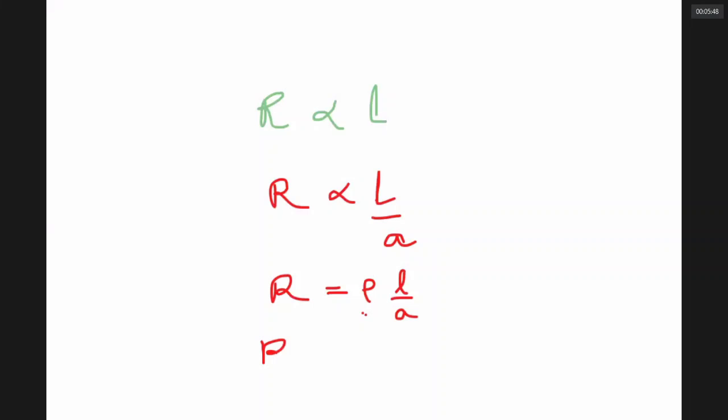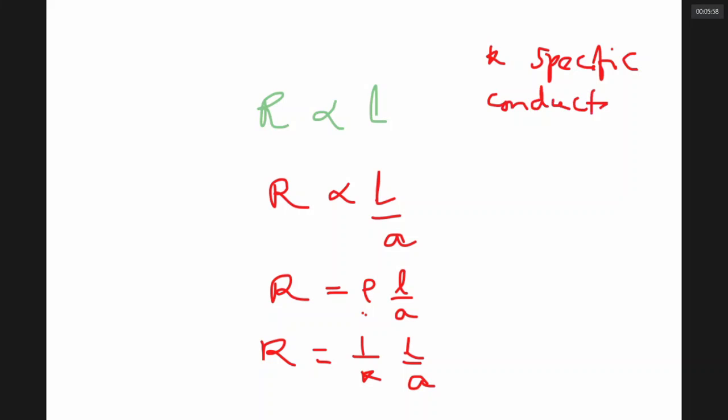conductance. So I can say R is equal to 1 by K into L by A, where K is called specific conductance, or it is called conductivity. And RK is equal to L by A.